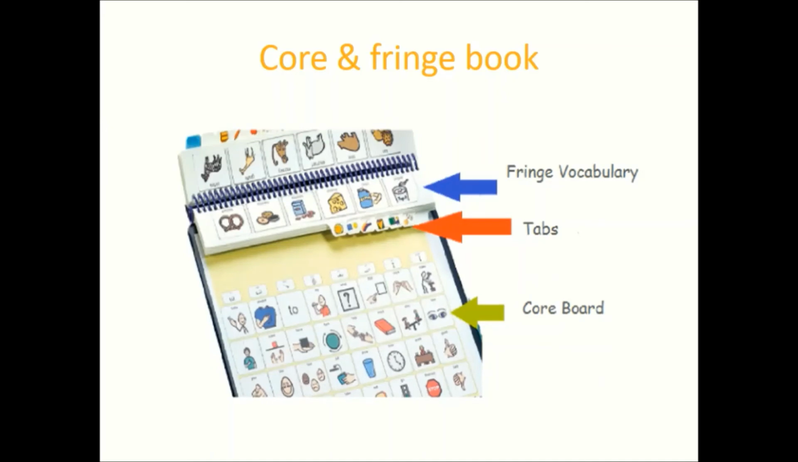So this is just an example of a communication book with both, similar to what I showed you before. You've got core words that stay static, that you can use in any setting and any activity. And then you've got tabs leading onto a flip chart for some fringe vocabulary. So do have a think about the combination of core and fringe that's going to work for your client.